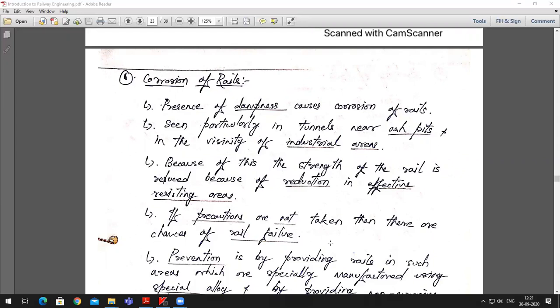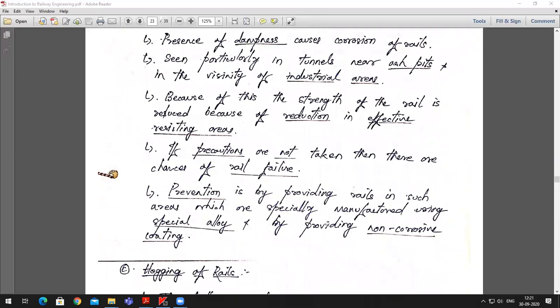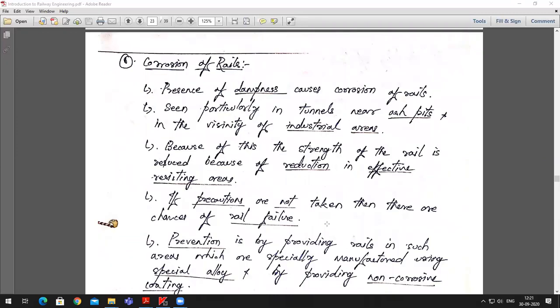To prevent this corrosion process, normally the rails, when they are manufactured, use some special alloys, or are given a coating of non-corrosive paint, and then laid at the site. Just because you don't want to lose the effective resisting area over a period of time, you don't want this corrosion to take place. Normally corrosion is very prominent in places where there is more humidity, it might be in coastal regions, or also in tunnels.